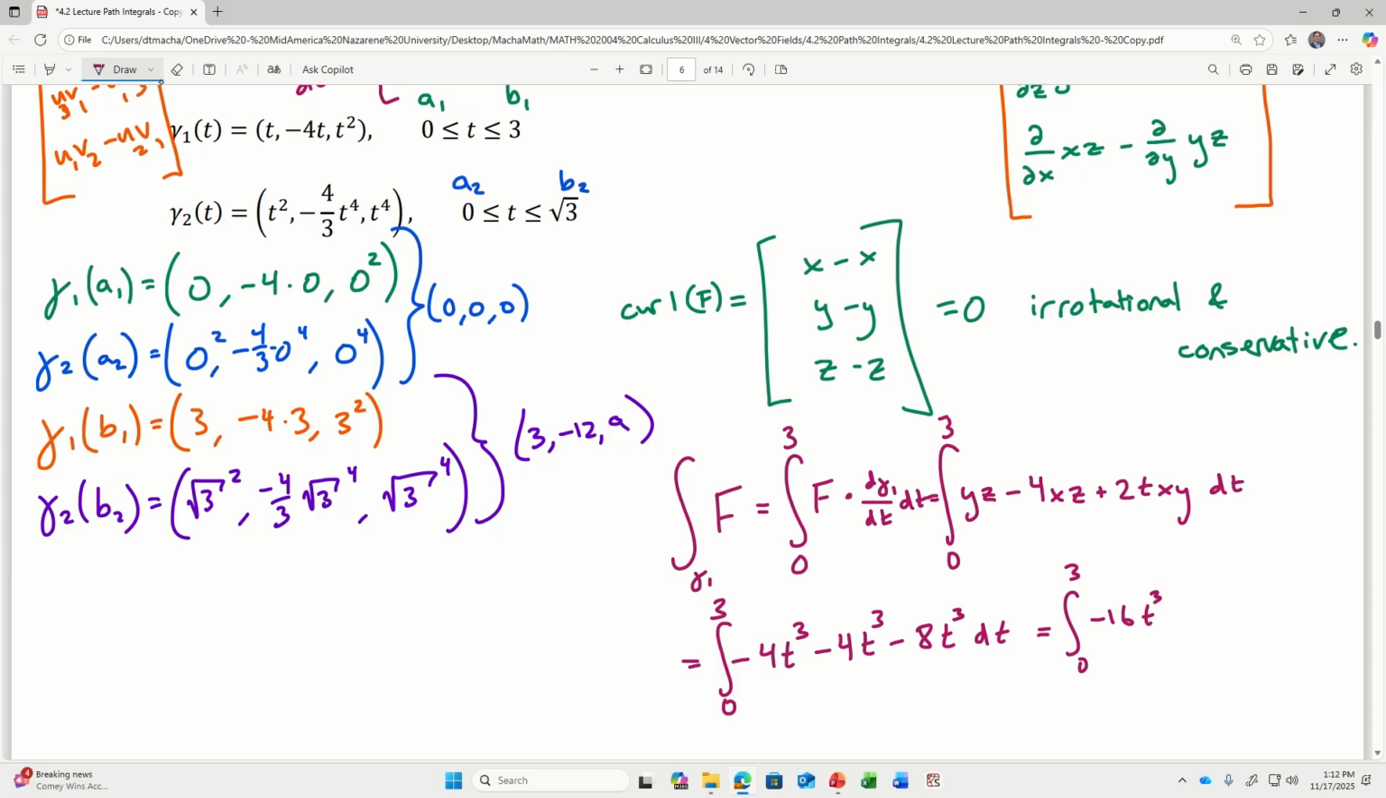So altogether, it's going to be -16 t cubed dt. I take the antiderivative, and so it's going to be t to the 4th, and so it would be -4 t to the 4th power. And I plug in the 3. 3 to the 4th power is 81. And so it's a big number.